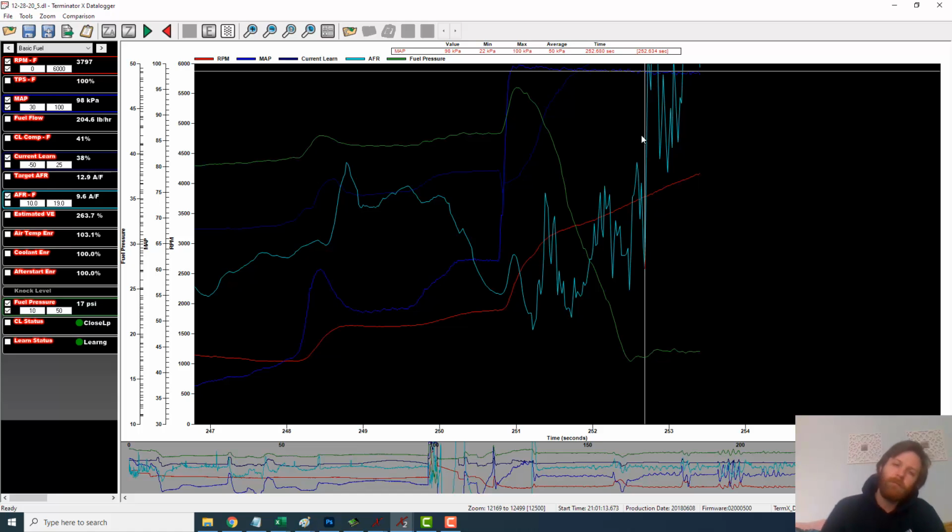So basically the whole point of this video was to show you in a naturally aspirated setup what to expect as far as fuel pressure in relation to your MAP sensor. And if you're noticing that you have an issue under moderate or heavy throttle or full throttle, and you're not sure what's going on, take a look at your fuel pressure in the log, see what's going on.